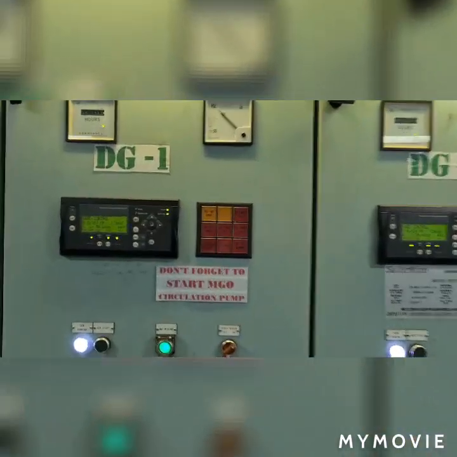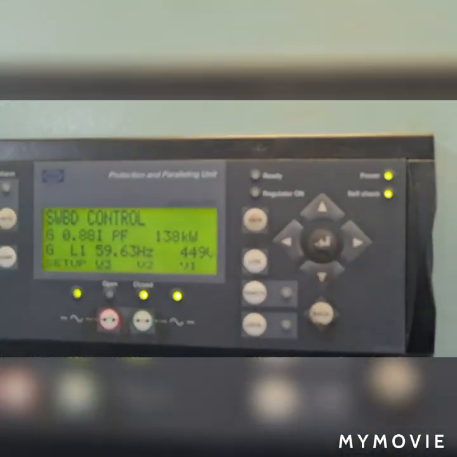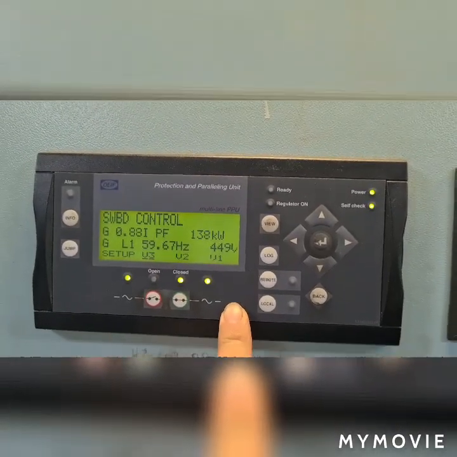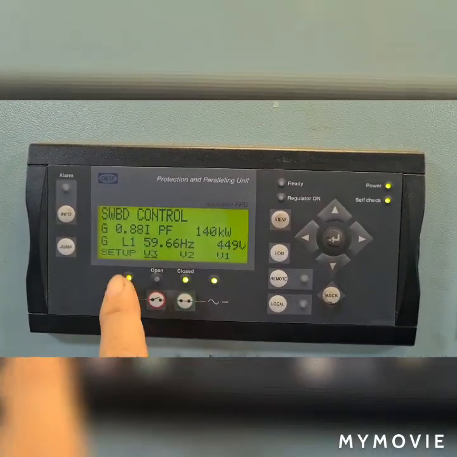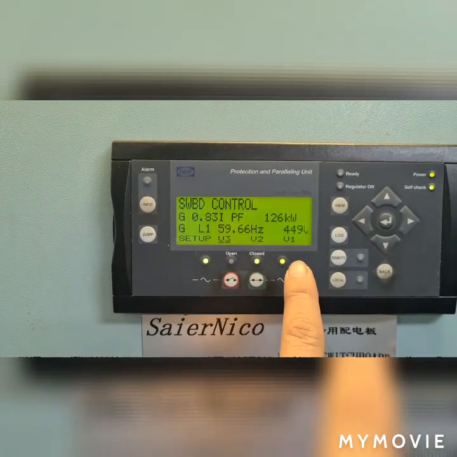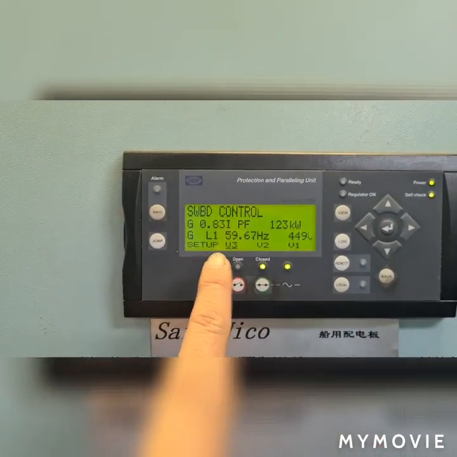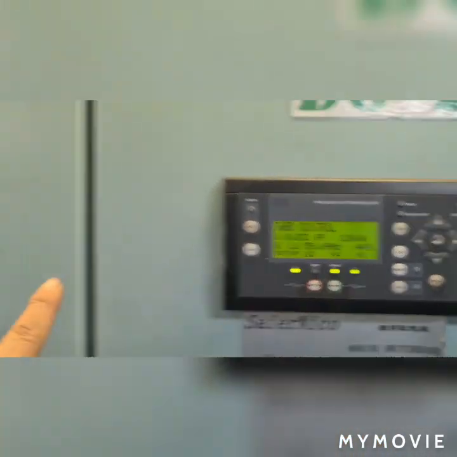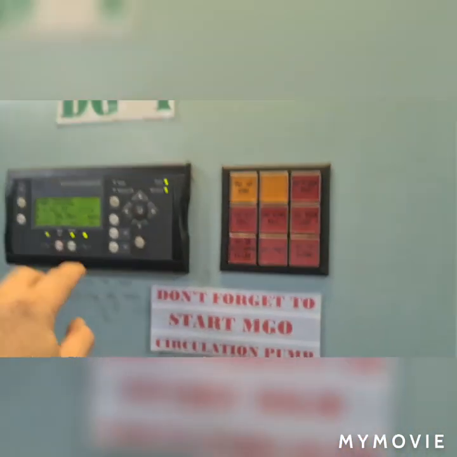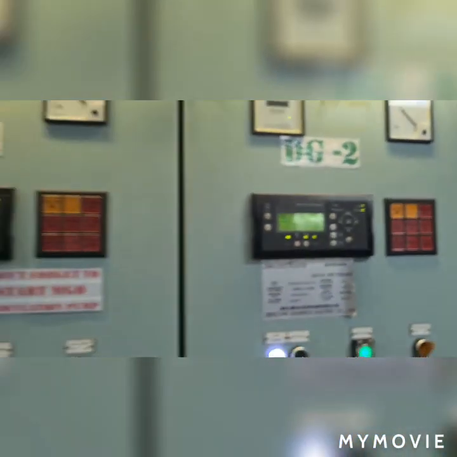And that's it. As you will see, DG1 now has a voltage of 449 volts with 140 kilowatts and a power factor of 0.871. And generator number 2 has 449 volts and a power factor of 0.821 with 123 kilowatts. The power factors are almost similar and the frequency is also similar. So guys, ganun na lang.